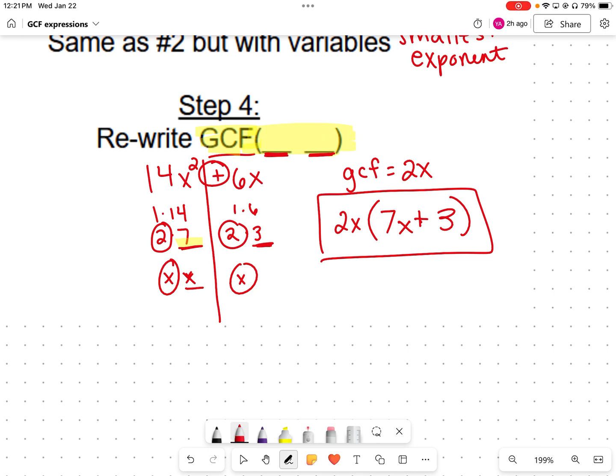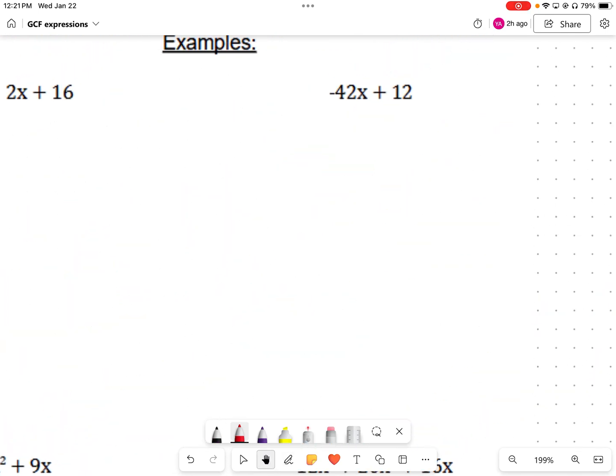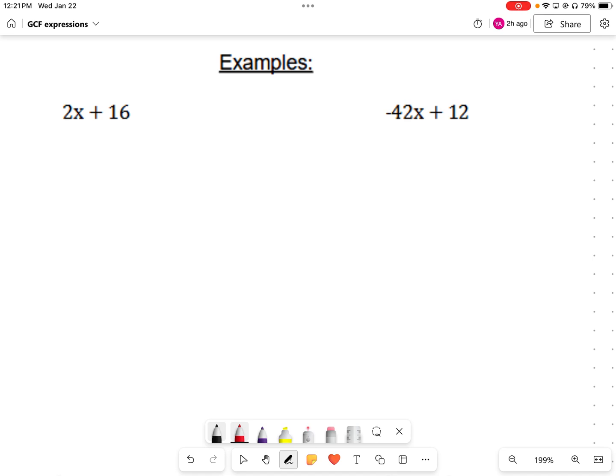Okay, so we're going to keep on doing this until you get the hang of it. So let's go to the next page. Okay, 2x plus 16. Draw your line behind the 2x.